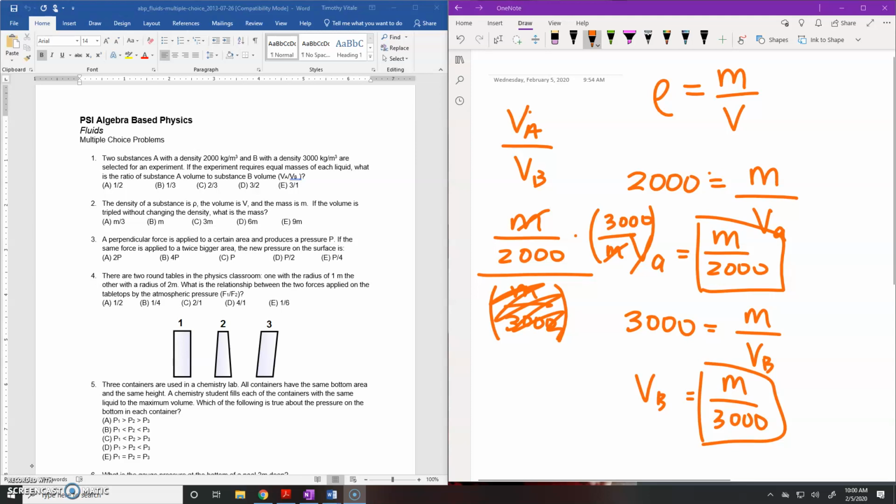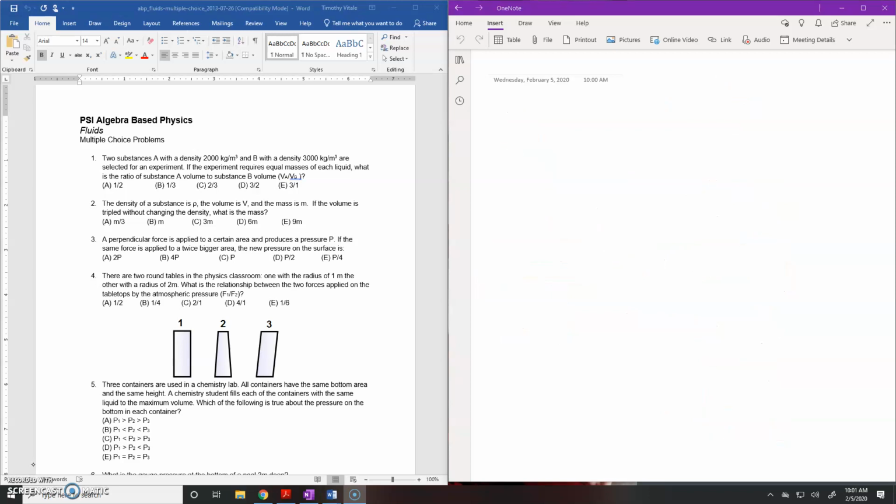So let me just see how I can really quick clear this page. Hold on. Okay, for number 2, the density of a substance P, the volume is V, and the mass is M. If the volume is tripled without changing the density, what is the mass? So here's the equation. If the volume is tripled and density is constant, that means you must multiply the mass times 3 so that it cancels out and keeps the density constant. So the answer to 2 is C, 3M.